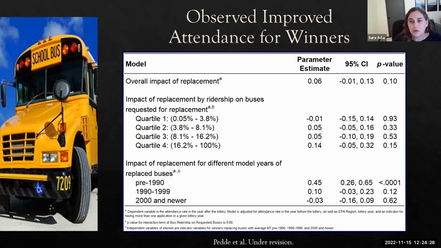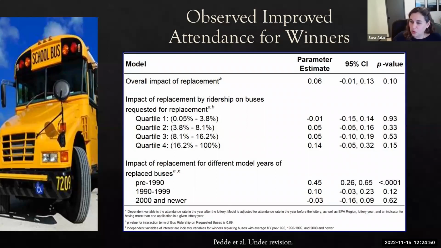And so in those districts that had a much higher fraction of their student bodies riding those replaced buses, we saw that it was closer to 14 additional students in their seat every day. The other thing that we did is we know that not all buses are equally polluting. And so really the oldest buses are the most stinky.